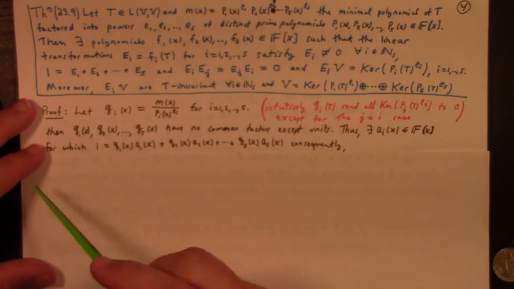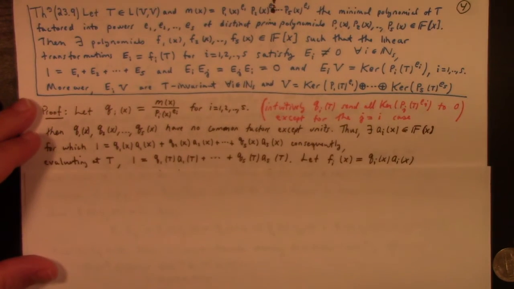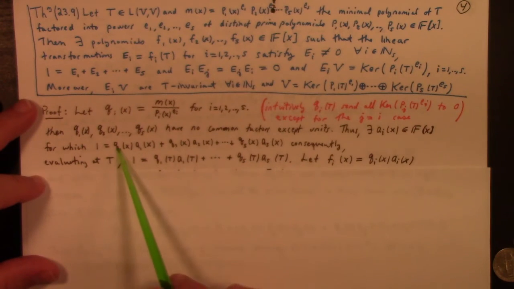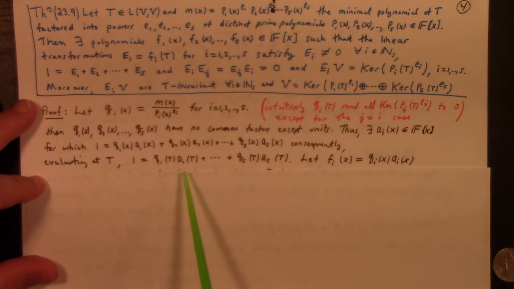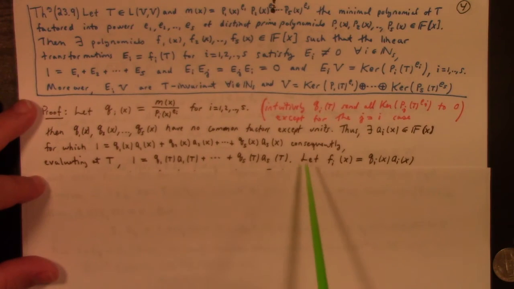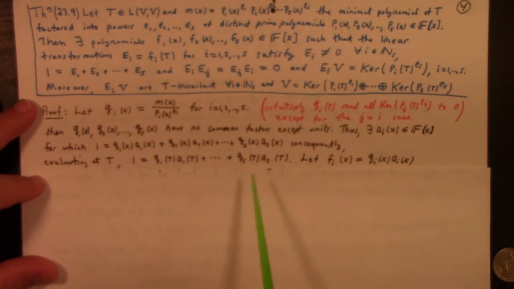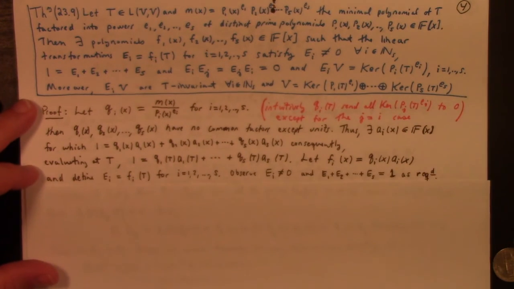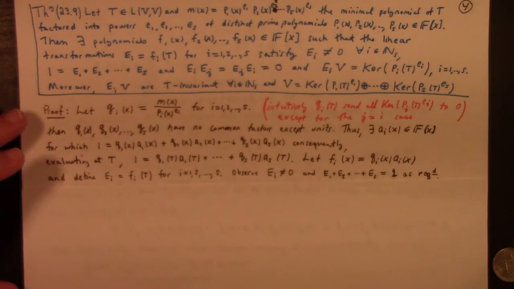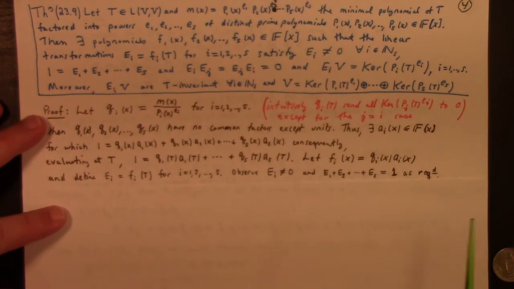Then you evaluate that at T, and that gets you the identity transformation equal to this. Well, that's really cool. So what we can do is define fi to be qi(x)ai(x), where the ai(x) is given to us by the extended Euclidean algorithm, which I suppose is not terribly comforting if you don't know it. But I will show you some ad hoc methods to find the ai's just for kicks after we're done with this proof. Anyway, define Ei to be fi of T.